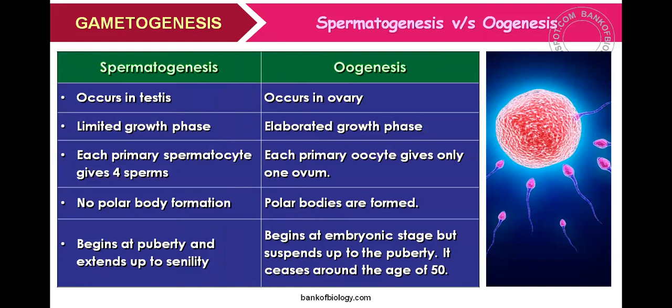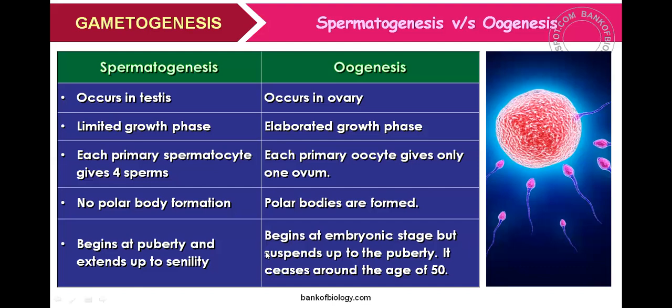Meiosis 1 begins when the female is in the mother's uterus, then the completion of meiosis 2 depends on fertilization. That's why we can say it is an elaborated growth phase. Next, each primary spermatocyte after the meiotic division gives 4 sperms. But on the other side, the primary oocyte after division forms a secondary oocyte and a polar body. Then only one ovum is formed, and the remaining are all polar bodies.